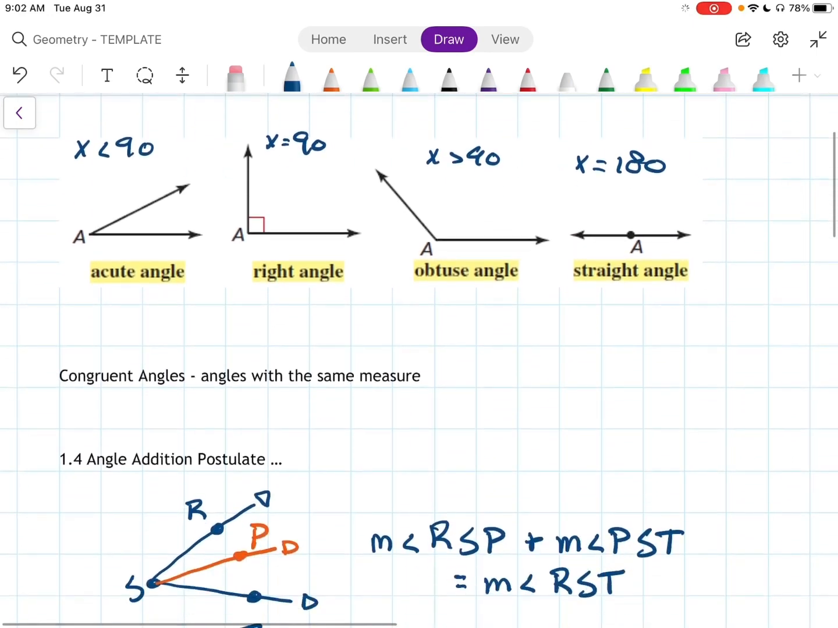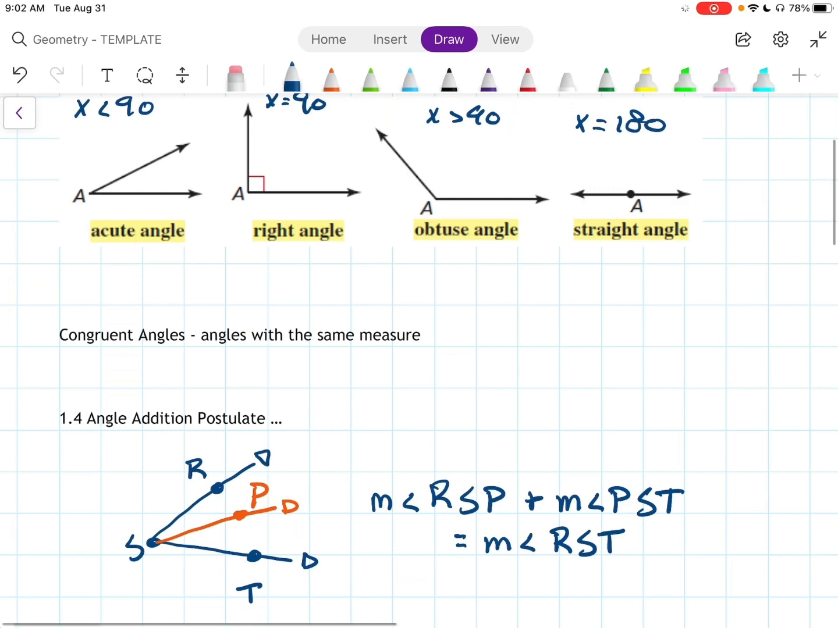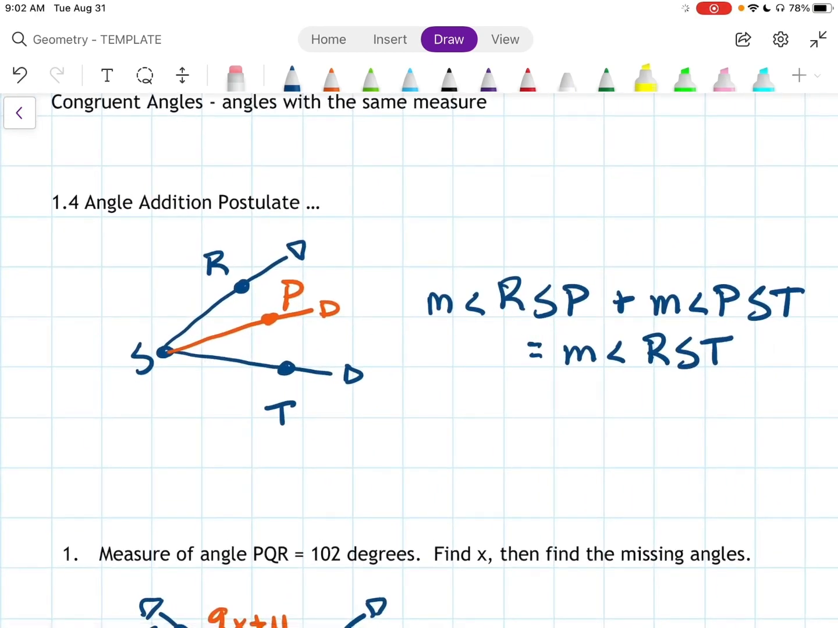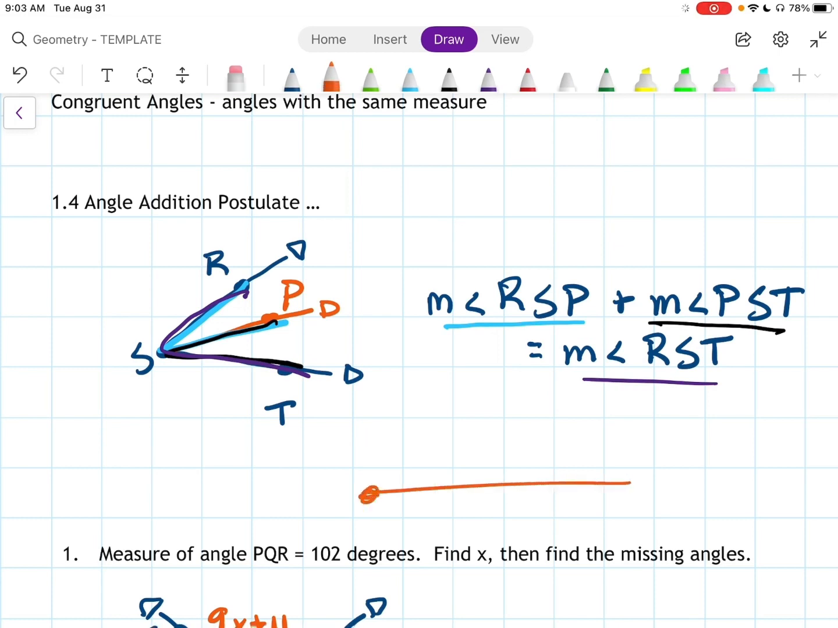Moving on. Congruent angles are angles with the same measure, right? Hopefully that's kind of common sense for us. The angle addition postulate. This says that the two pieces of the angle here, RSP plus PST, is equal to the large one, RST. So the two pieces add up to the whole, right? We did that with the segment last time. It was something like this, and we said x and y gives you the whole thing, x plus y. That's the same exact idea as this is.